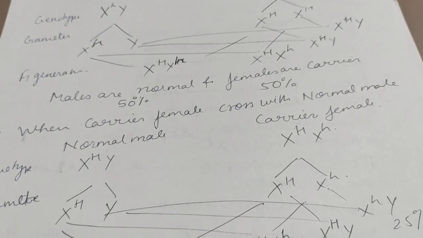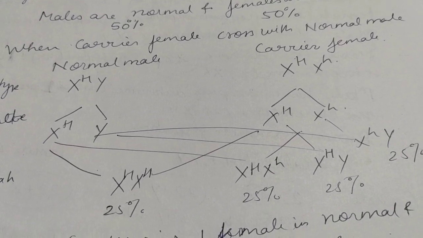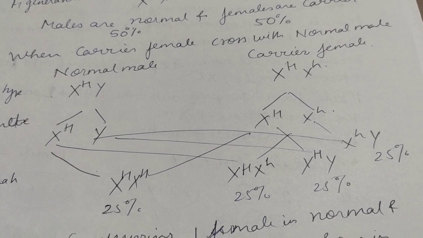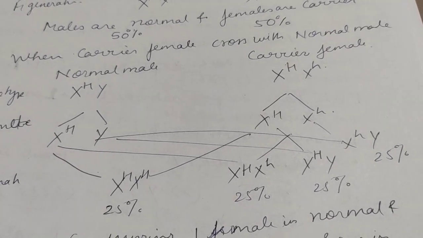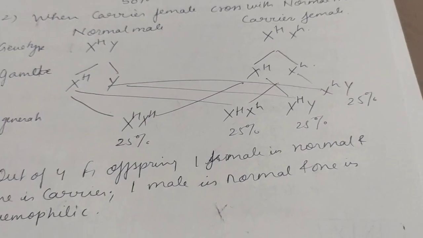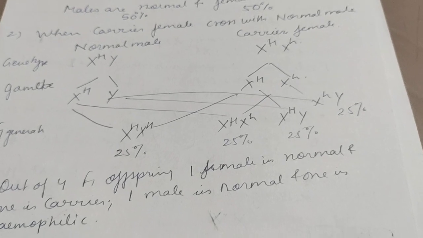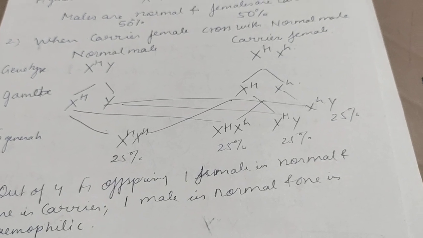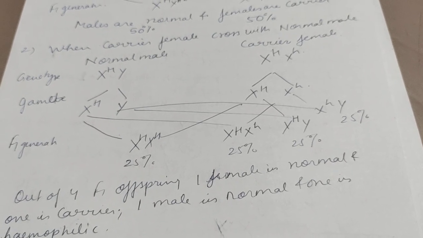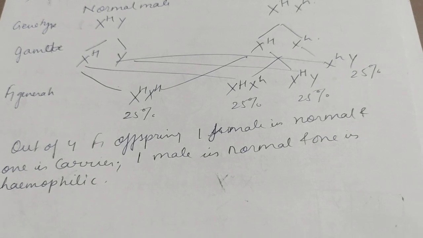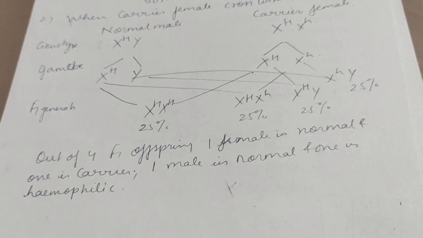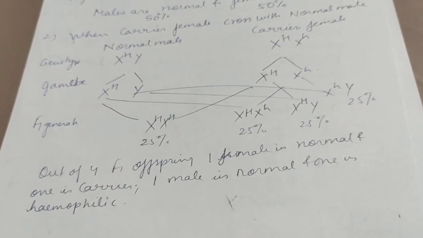we will get four types of offspring: 25% normal female, 25% carrier female, 25% normal male, and 25% hemophilic male. So in the F1 offspring we get 25% of each of four types, where one is a carrier female, one is a normal female, one is a normal male, and one is a hemophilic male. So this also shows crisscross inheritance. You have to learn the definition of crisscross inheritance and the examples of crisscross inheritance.